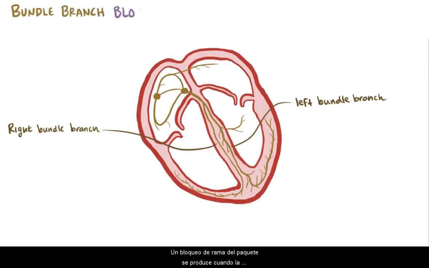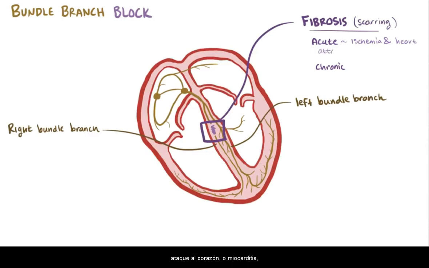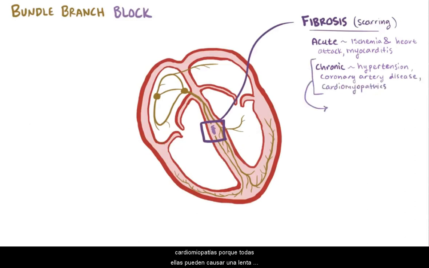Now, a bundle branch block describes when the electrical signal gets completely blocked or held up along one of the bundle branches. In most cases, this block or delay is caused by fibrosis or scarring that either occurs acutely or chronically. Acute causes can be things like ischemia and heart attack, or myocarditis, inflammation of the heart tissue. Chronic conditions that might lead to fibrosis of the heart tissue include hypertension, coronary artery disease, and cardiomyopathies, because they can all cause slow and steady remodeling of the heart muscle.